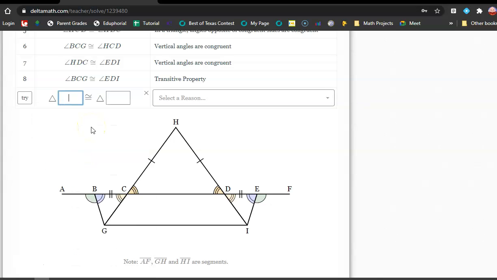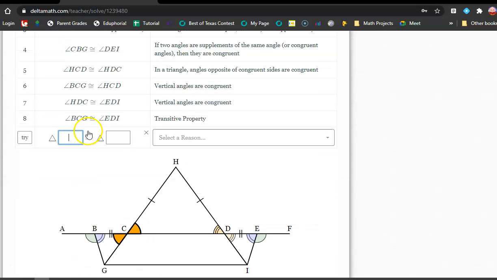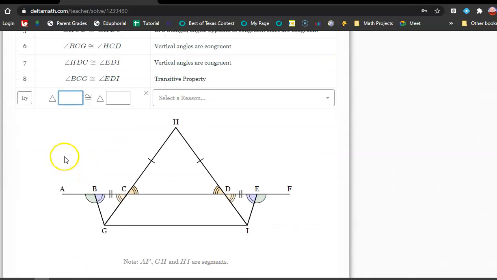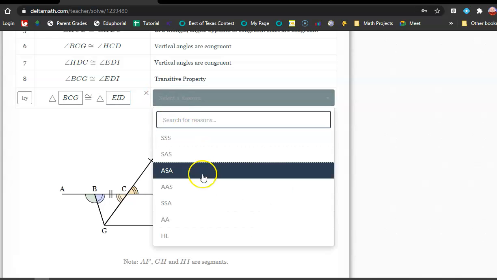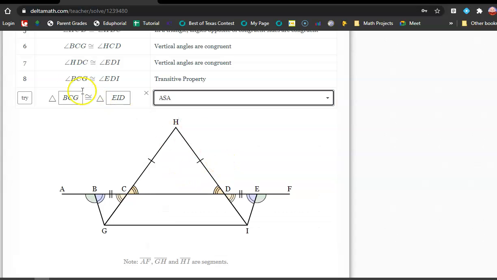I can say my triangles are congruent now. I can say triangle, what order did they have it in? They had BCG and EID. So I could say triangle BCG is congruent to triangle EID. Why? Because I've got angle, side, angle. The side is in between the angles, so angle, side, angle. Right there.